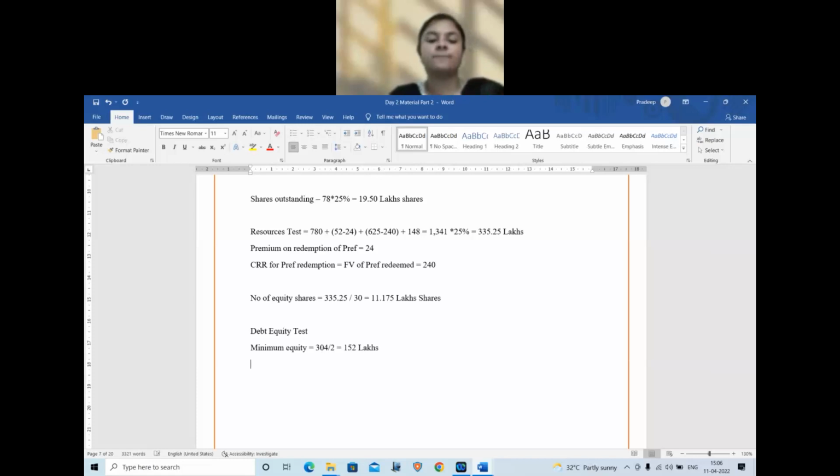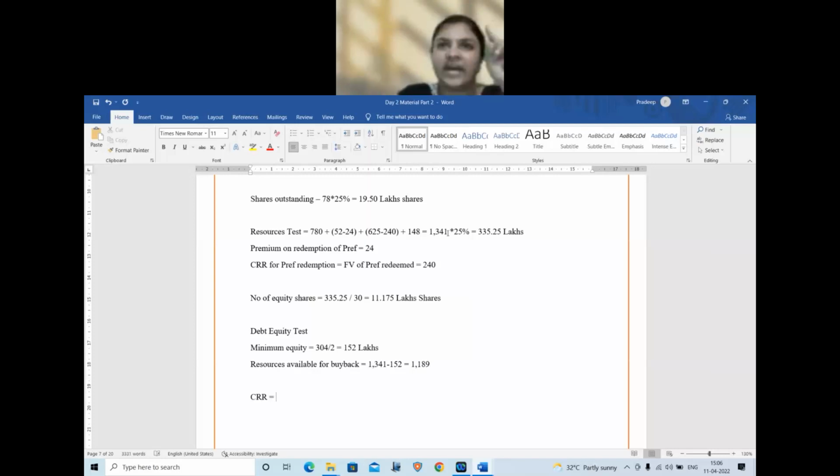What is the second formula? Resources available for buyback is equal to total resources. We have just calculated the total resources, 1341. Same number you can use. 1341 minus minimum equity to be maintained 152, which gives us 1189. Formula 3 is another CRR.